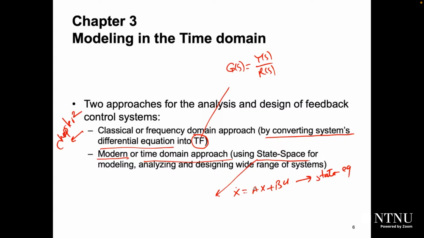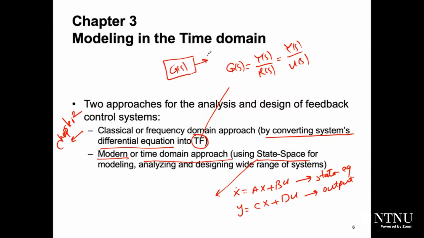We have another equation, which is called the output equation: y equal c x plus d u. So this one we call the output equation. If your system is like this one, this is G of S. We have here the output, which is Y of S, and we have here the input. It could be a reference or control signal, for example, so it could be U of S. The same here: x dot equal A x plus B u, y equal C x plus D u.